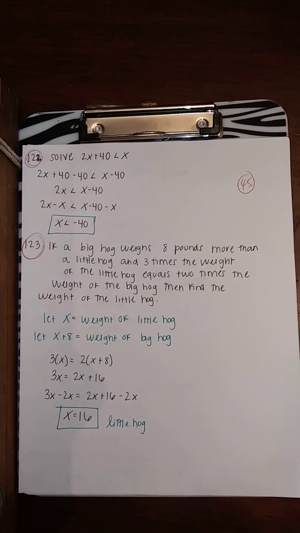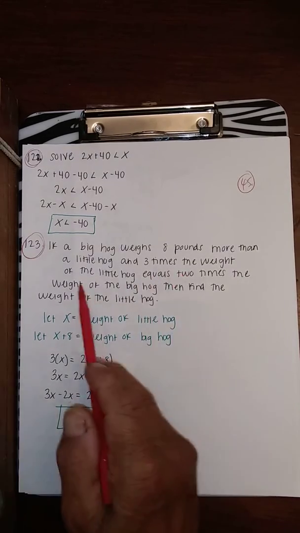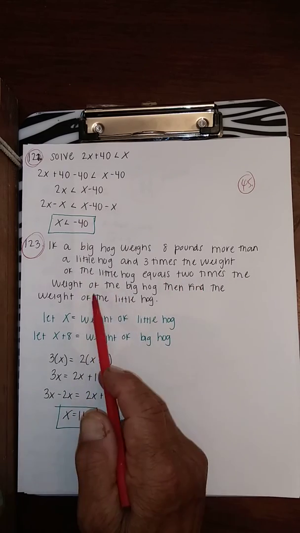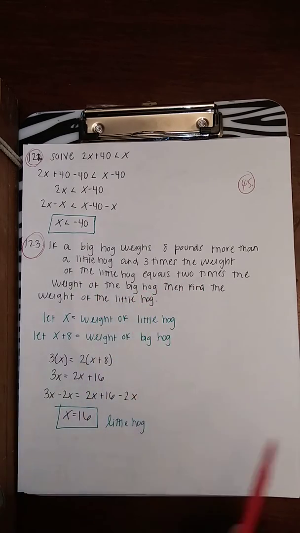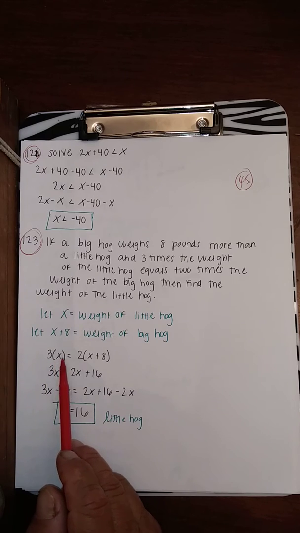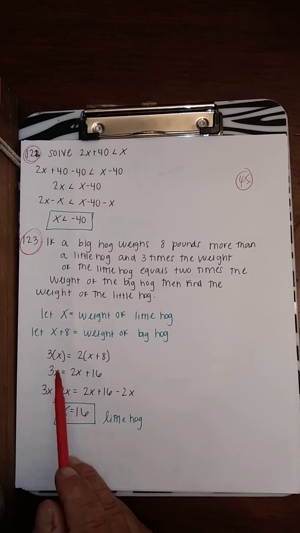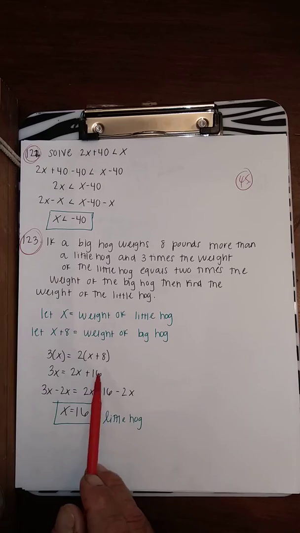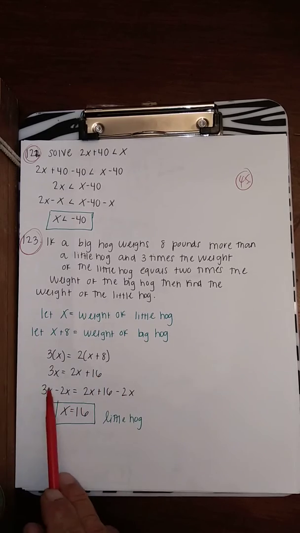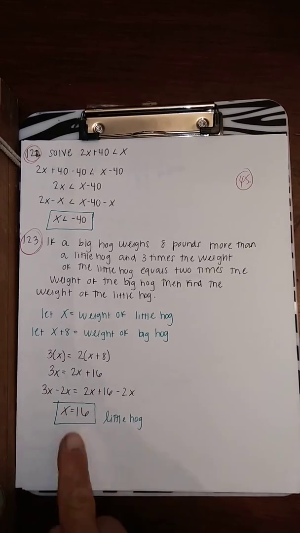If a big hog weighs 8 pounds more than a little hog, and 3 times the weight of the little hog equals 2 times the weight of the big hog, then find the weight of the little hog. That's fine. So 3 times the little equals 2 times the big. That's going to be 3x. 2 times that is 2x, 2 times 8 is 16. Minus 2x, so this is gone, so x is 16. So the little hog is 16.